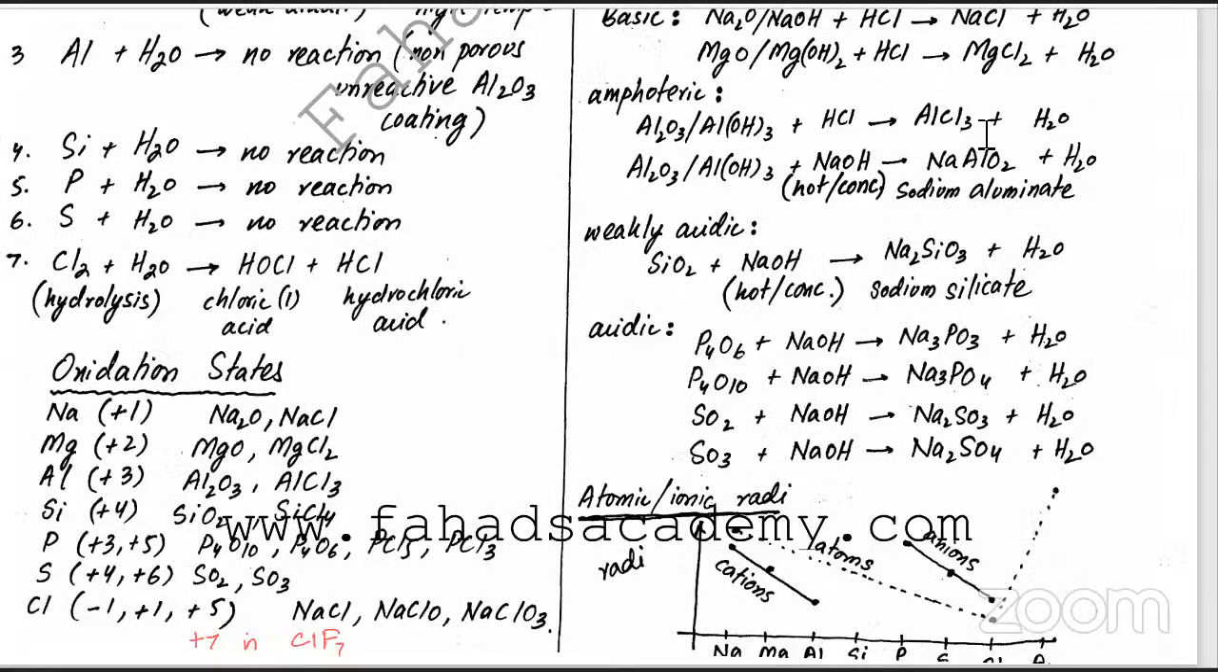It will react with HCl to form AlCl3 plus H2O. Al2O3 will react with NaOH. Hot concentrated sodium aluminate would be formed in water. That's SO3, that's acidic, that will react with NaOH. It will form sodium sulfate and a water molecule. तो ये चीजें प्रोड्यूस होंगी. ठीक है, ये equations you have to remember.